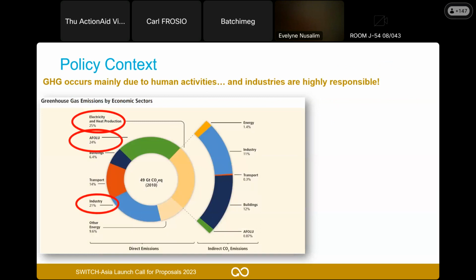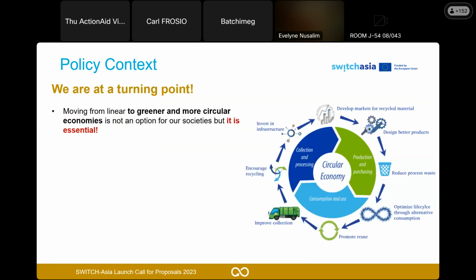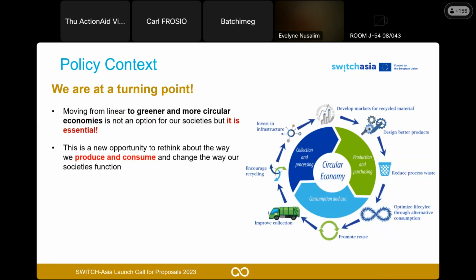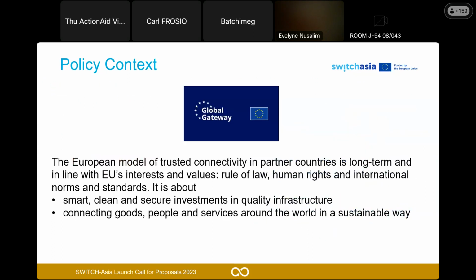You're probably aware of this, but the greenhouse gas emissions that we have occur mainly due to human activities, and industries are highly responsible. But we are at a turning point, and so it's very important that we move from a linear to a greener and more circular economy. And it's absolutely essential for our societies. And so it's a new opportunity to rethink the way we produce and consume across the world and change the way our societies function.